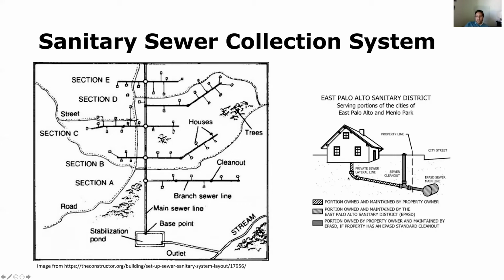Here's an example of what those service connections typically look like. So if you have a main line or a branch line in the city street, you've got the property line. You'll have a sewer clean out, which can be accessed in the event of blockage. And then you've got the private sewer lateral line, which is maintained by the property owner. And that comes from the household where you would have connections like from the kitchen, from the laundry room, from the bathroom.